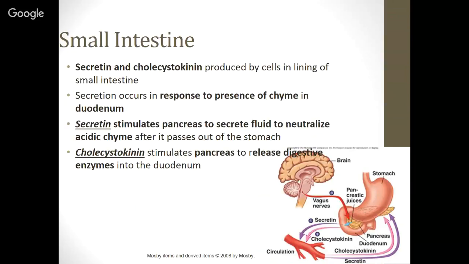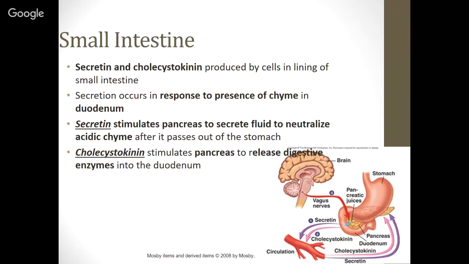In the small intestine, secretin and cholecystokinin. These are hormones that are produced by cells in the lining of the small intestine, and secretion occurs in response to the presence of chyme in the duodenum. So what is chyme? Chyme is the juice that is produced by the stomach when it digests the food. So the food, as it digests and mixes with the hydrochloric acid, it gets liquid, and that is what we call chyme. It goes into the small intestine, and it causes the secretion of secretin and cholecystokinin.